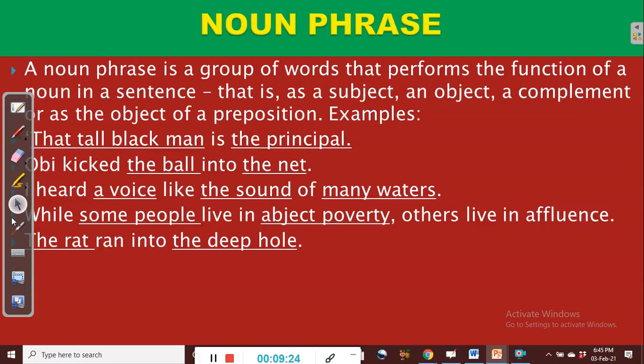Now, we begin with the noun phrase. A noun phrase is a group of words that perform the function of a noun in a sentence. A noun functions either as a subject, an object, a complement, or the object of a preposition. Let's look at these examples.